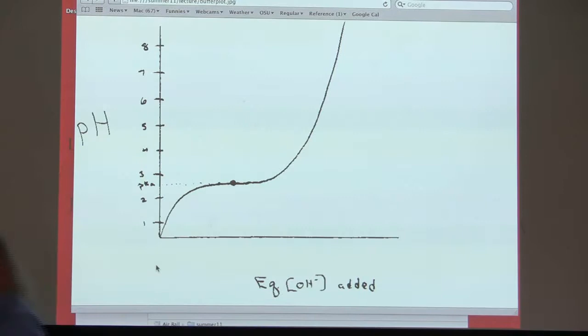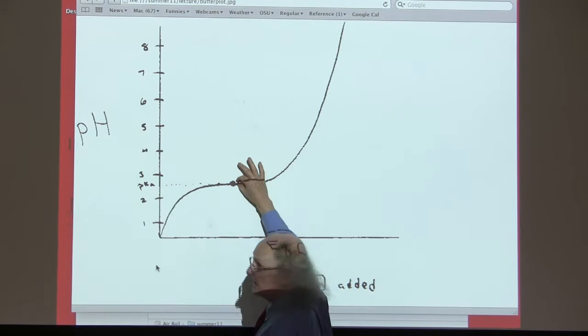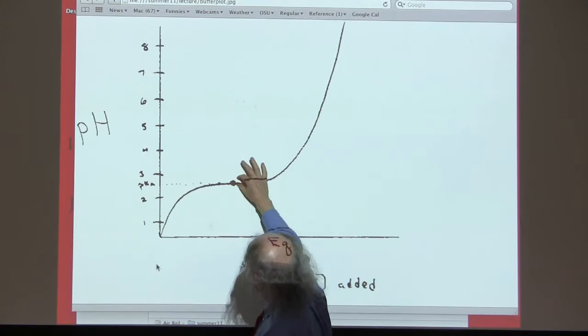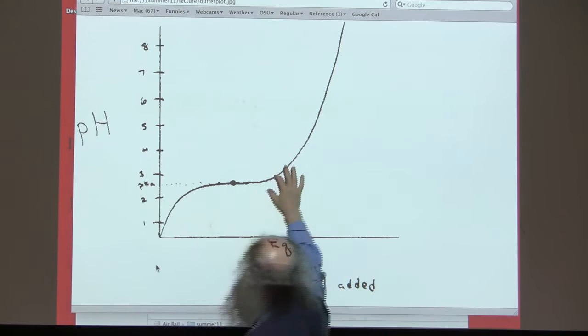If I add this amount of protons here, the pH goes down just a little tiny bit. If I take protons away, it goes up just a little tiny bit. Whereas out here, if I take the same amount of protons away and add the same amount of protons, it goes up much more.